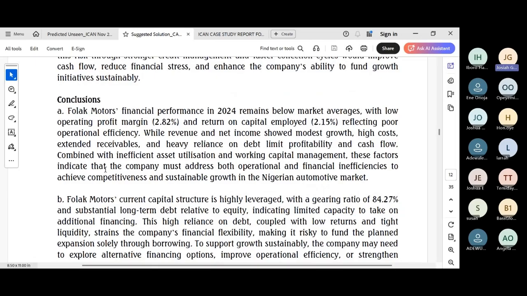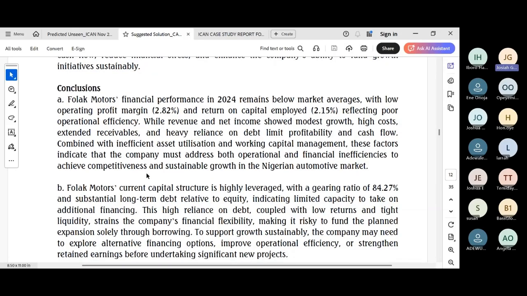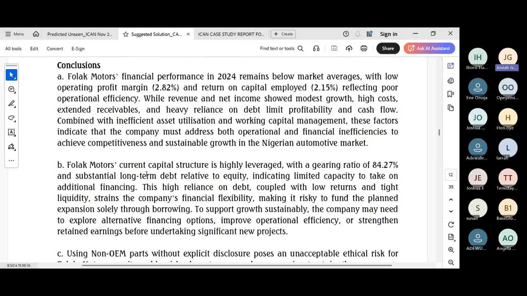So based on their conclusion, we're concluding first on the financial performance. And we said the performance remains low, below the market average, especially looking at the operating margin and the return on capital employed, reflecting poor operational efficiency. And we said these factors indicate that the company must address both operational and financial inefficiencies to achieve competitiveness and sustainable growth in the Nigerian automotive market. So we're not recommending, we just concluded by saying this.